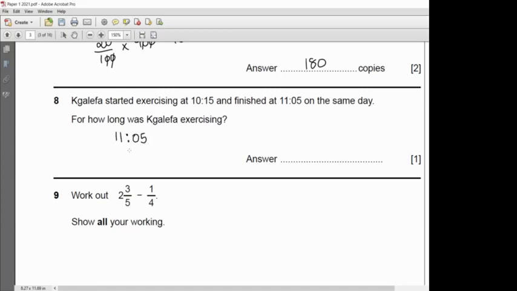11:05, and this is the time that she finished. And then you are going to subtract the time that she started, he or she. I'm not sure if it's a boy or a girl's name. Okay, so this is the time that they started. Okay, so 5 minus 5 is 0. Then here you have 0 minus 1. So we know that 0, when we're doing it this way, cannot, so you need to borrow.